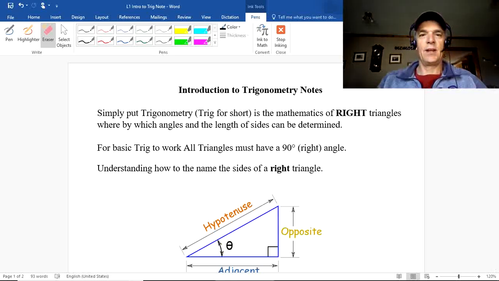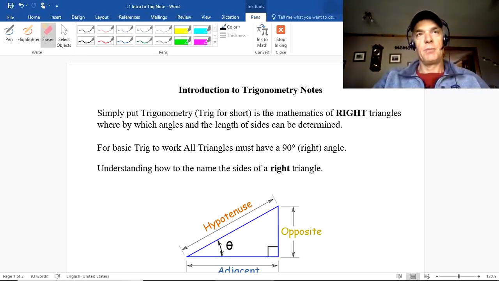All right, good morning or good day, and welcome to this lesson on the introduction of trigonometry. This may be your first introduction to trigonometry, and so we're going to start with some of the basic terminology and labeling the triangles, and then we'll get into the ratios associated with trigonometry.